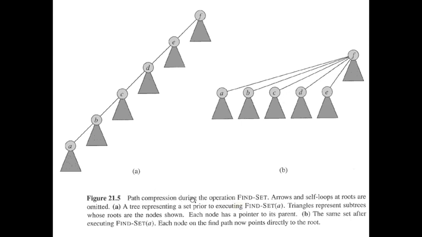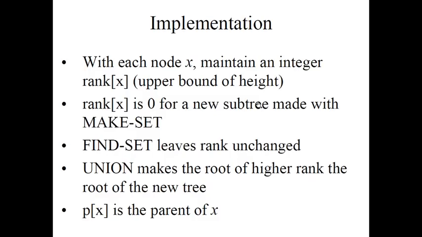You can see path compression during the operation of find set. Arrows and self loops at roots are omitted. Why? Because a self loop will be there since F is the parent of F itself. Triangles represent subtrees, each triangle is a tree. Then, after find set A, A will directly point to F. This is actually the path compression.